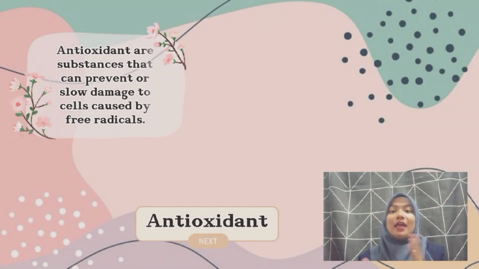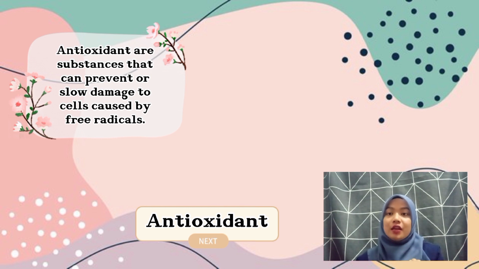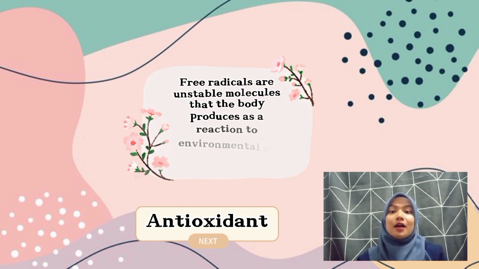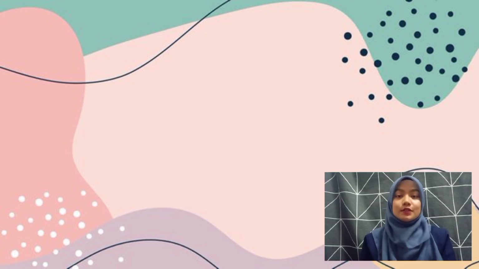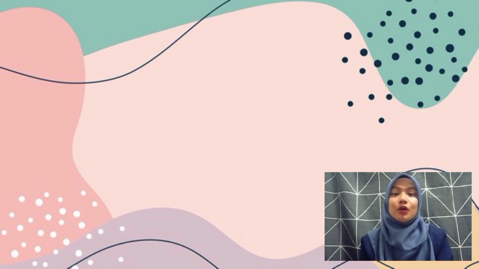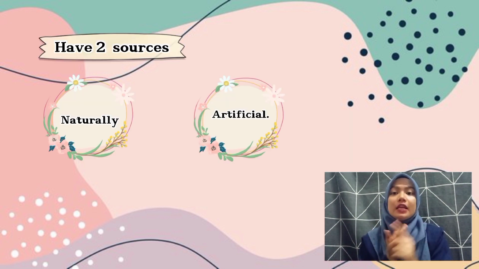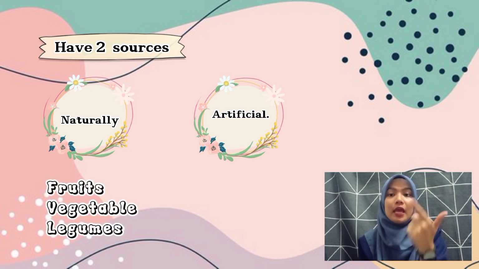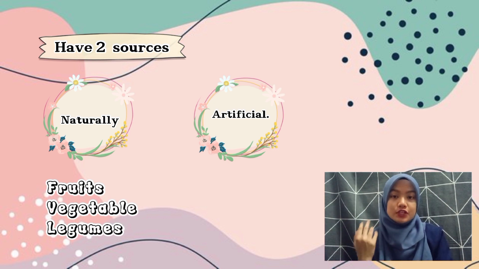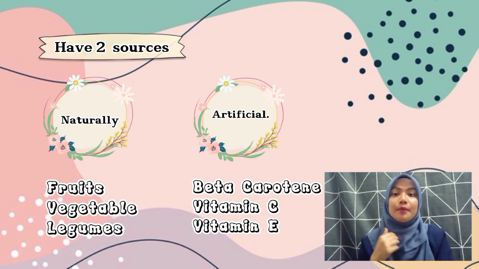So next, let's talk about antioxidant. What is antioxidant? Antioxidants are substances that can prevent or slow damage to cells caused by free radicals. Free radicals are unstable molecules that the body produces as a reaction to environmental or other pressure. So antioxidants can be found from 2 sources, which are natural and artificial. Examples of natural sources are fruit, vegetables, and legumes. And examples of artificial sources of antioxidant are beta carotene, vitamin C, and vitamin E.